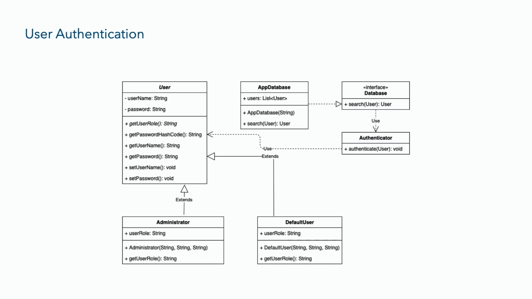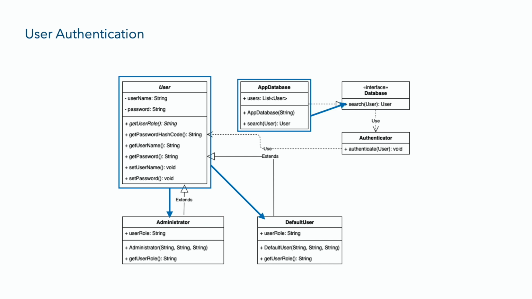Alright, so let's write our implementation as an example. So we're gonna build a simple user authentication. First of all, let's look at the subsystem classes. So the abstract class user has private fields, username and password, public getters and setters, and an abstract method to get user role, and it's the parent of the administrator and default user classes. The app database class implements the database interface and has an abstract method search. Now let's look at the authenticator class. This is our facade class that doesn't implement any functionality but simply delegates the request to the user and database instances that perform the request.